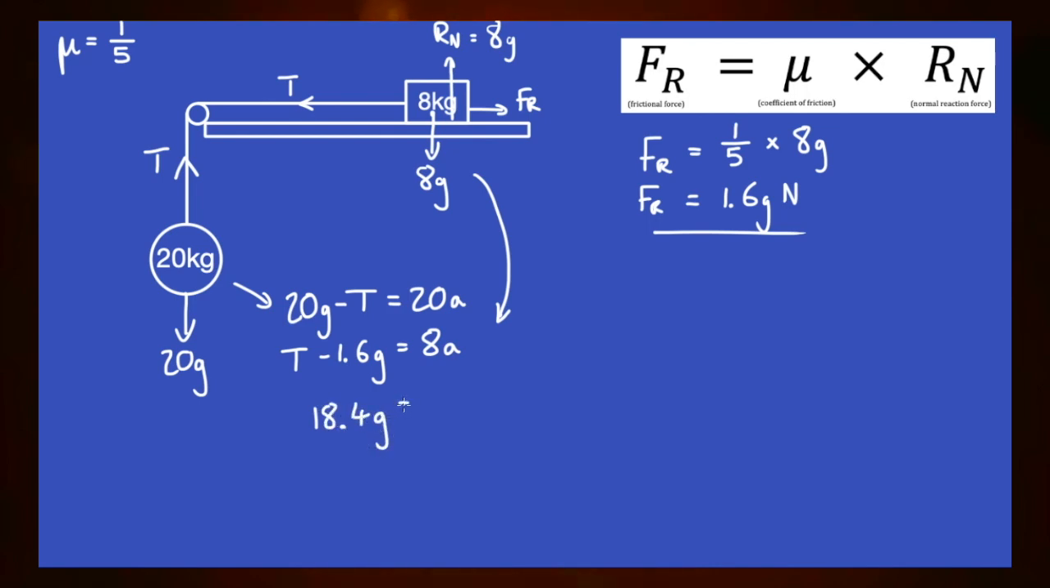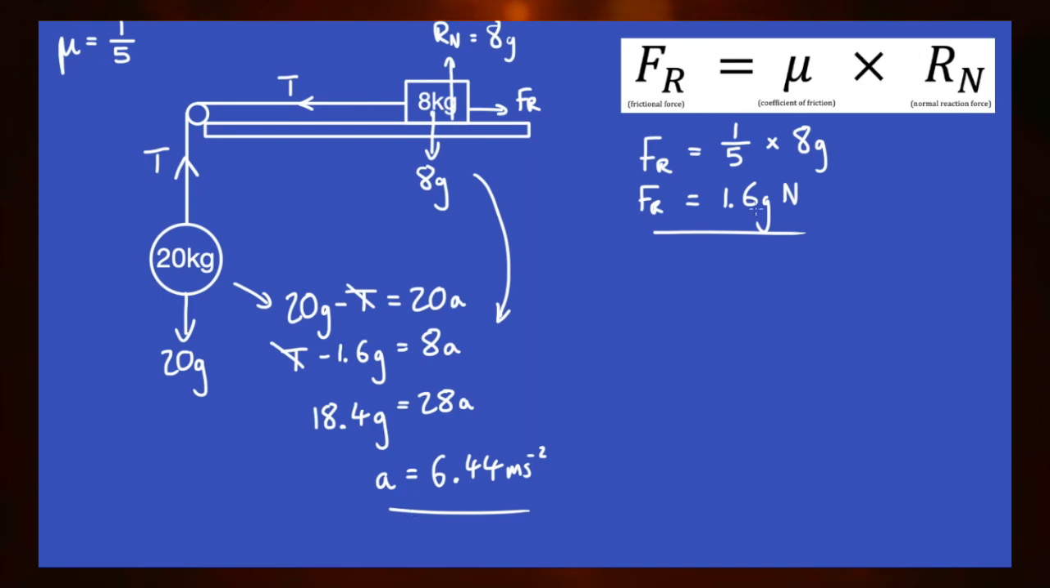Okay, if I combine these two equations, add them together, I get 18.4 G on this side because the T's have cancelled, and that equals 28A. If I do 18.4 G divided by 28, I get an answer of 6.44 ms to the minus 2.